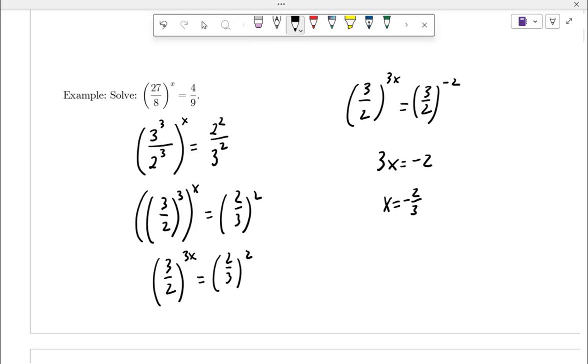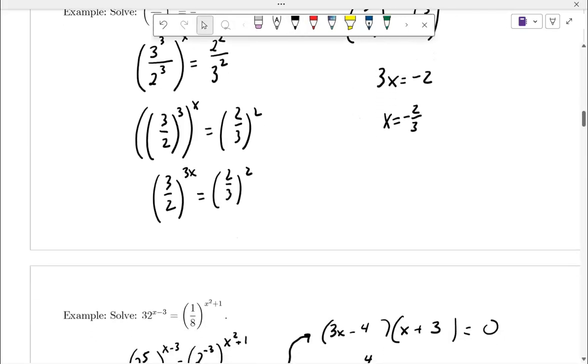You might have been able to do it a little bit quicker if you can see the fractions easily, but notice here I just worked with the top and the bottom separately and got to that point, right? I can see the 27 is a power of 3, 8 is a power of 2, 9 is a power of 3, 4 is a power of 2, so I played with that.